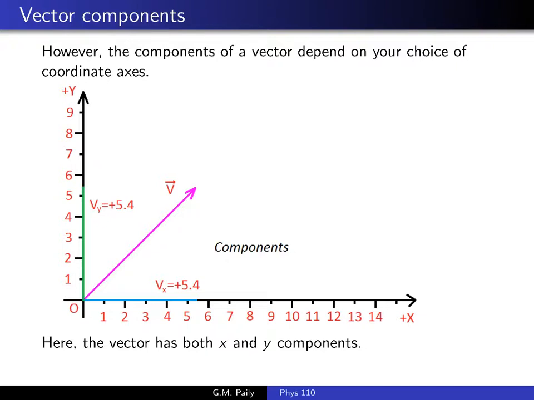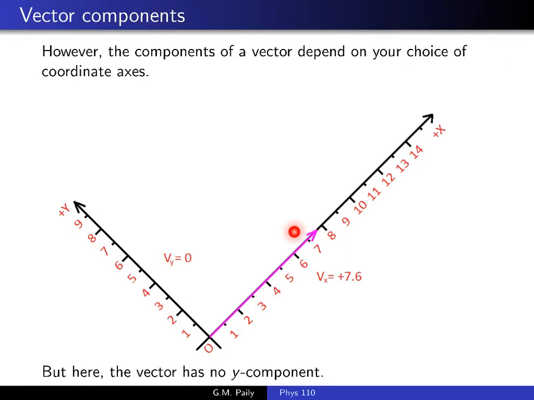However, even though moving the vector around does not change the value of the components, how you choose your coordinate axes does change the value of the components. A vector by itself does not make any reference to coordinate axes. It just is. It's an arrow pointing in a particular direction. In this case, we have chosen our y and x axes like this, and we see that the vector has v_x equal to positive 5.4 and v_y equal to positive 5.4. The vector has both x and y components.